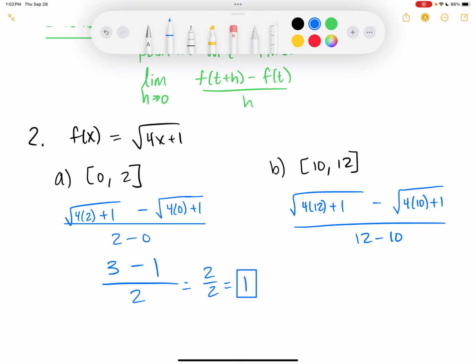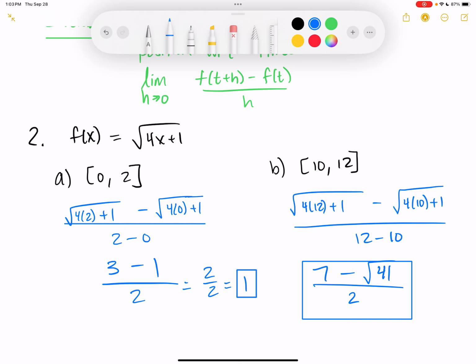So 4 times 12 is 48, plus 1 is 49. Square root of 49 is 7, minus 4 times 10 plus 1 is 41. Square root of 41, we don't know that off the top of our head, so square root of 41 over 12 minus 10 is 2. So that would be how you would end up leaving that answer because we can't simplify it any farther. If you could simplify it or take things out of the radical, do it, but can't in this case.